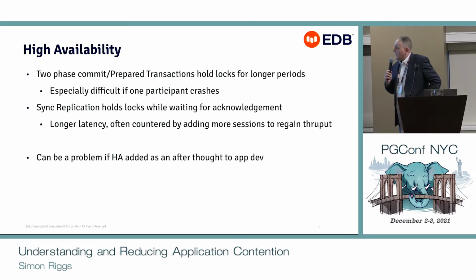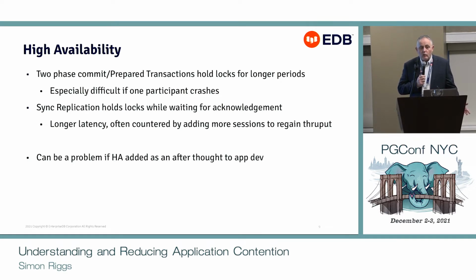High availability affects this as well because two-phase commit, otherwise known as prepared transactions, will hold locks across distributed transactions, and that is especially difficult if one of the participant resource managers crashes, because then the locks don't go away. That's the whole point of prepared transactions. So lock contention will stay while that system recovers from crashes. If your database system is going to take 2 or 3 minutes to come back up, then you should expect locks to wait that long in the course of a crash.